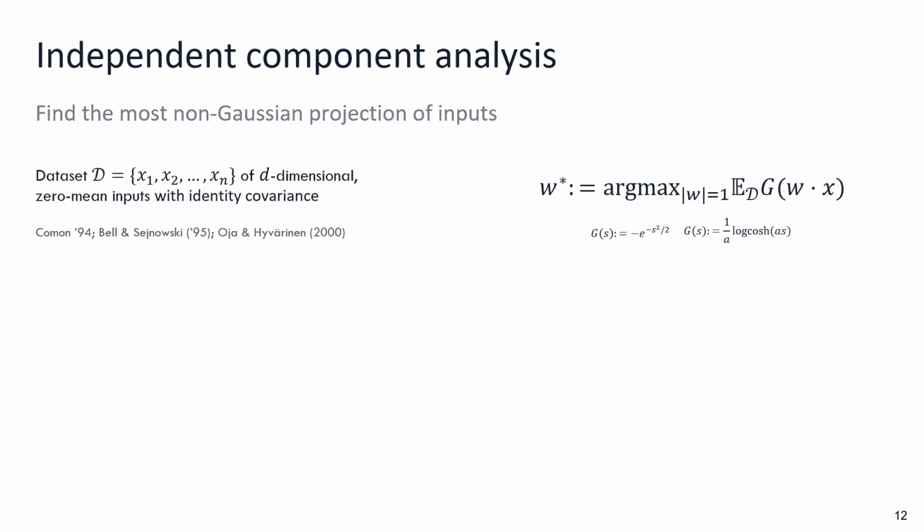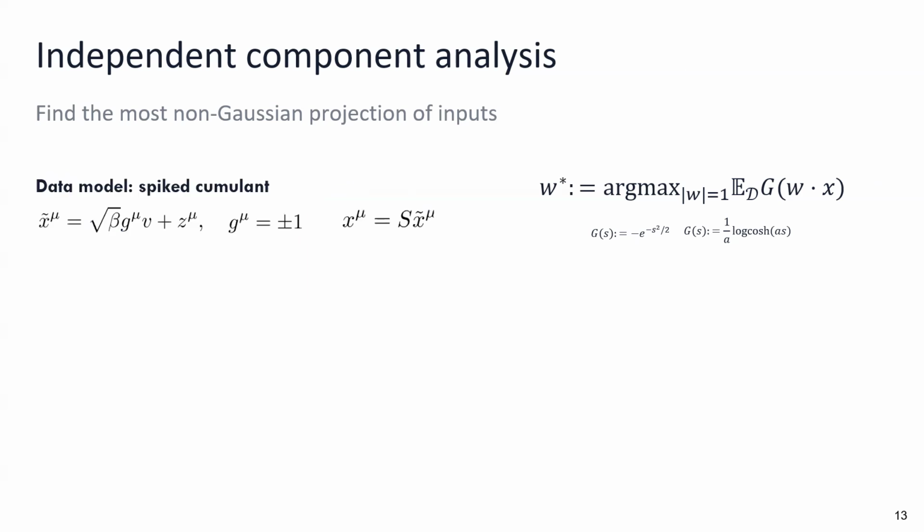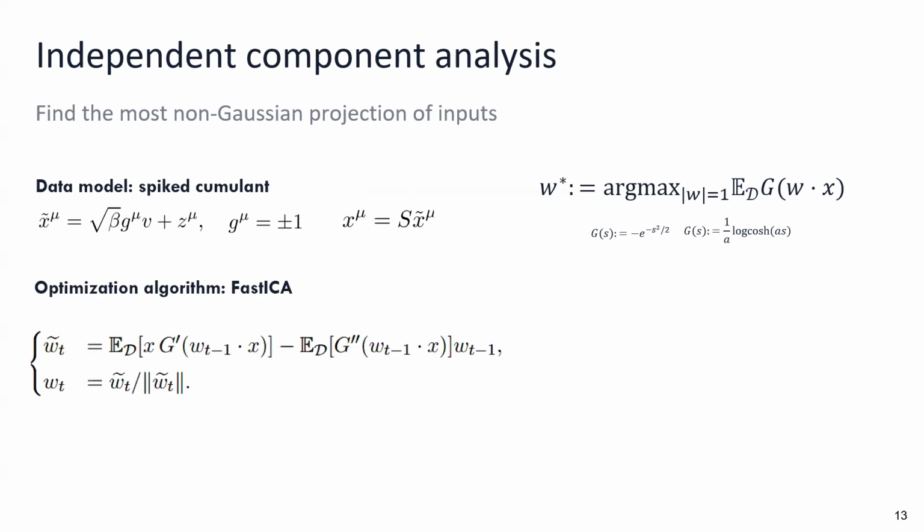Let's keep G general. G is a function with some properties. And we ask, okay, we want to optimize this. What's the minimal number of samples such that we can optimize it? So the data is, as before, the spiked cumulant model. And to optimize ICA, we run an algorithm called fast ICA, because in practice that's what people use, and that's what people consider fast in low dimensions. Now we want to study this algorithm in high dimensions.